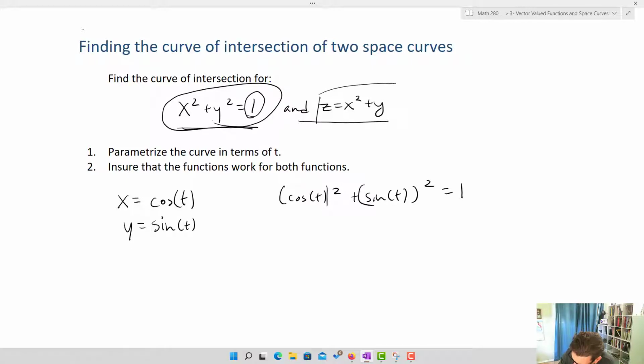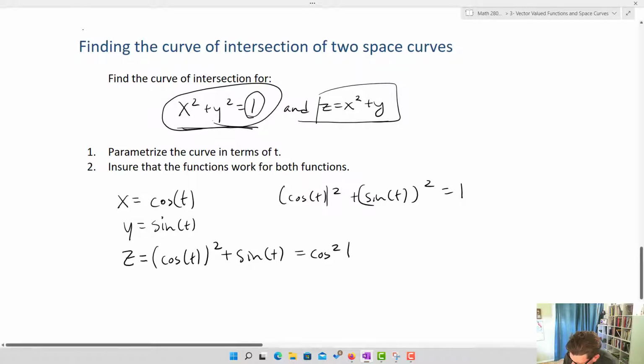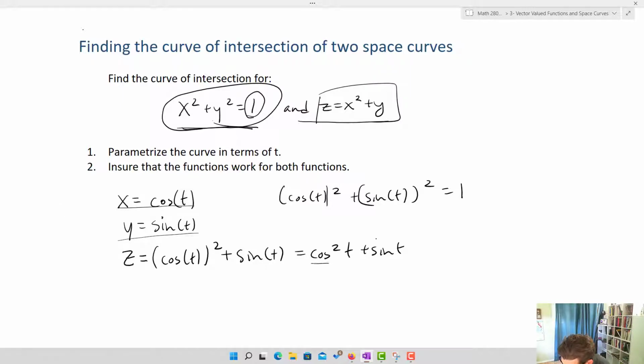Now I just need to figure out this other one here, but it's pretty simple. We're just going to have z, and I'm going to plug in x and y. So that means z equals cosine squared t plus sine t. And that is actually the intersection of those two space curves. This parametrization here, x equals cosine t, y equals sine t, and z equals cosine squared t plus sine t, in fact gives us the intersection of those two curves. Pretty simple in terms of finding that intersection, and that's essentially what you're going to be doing.